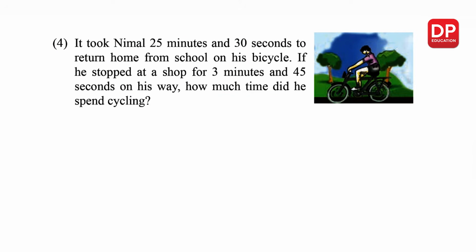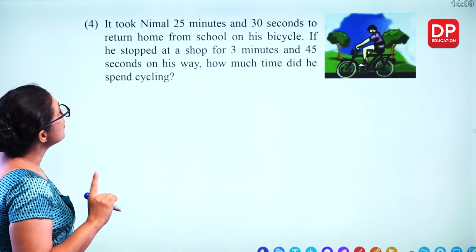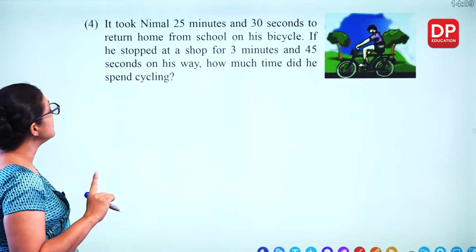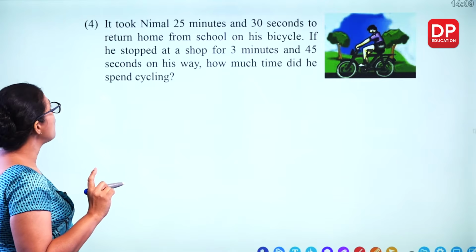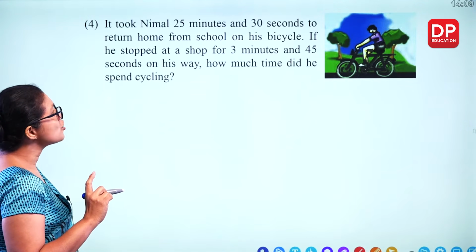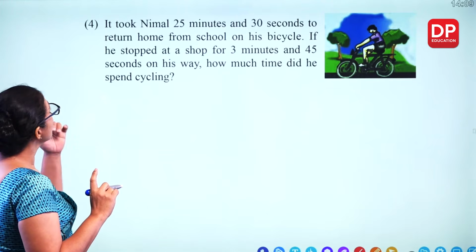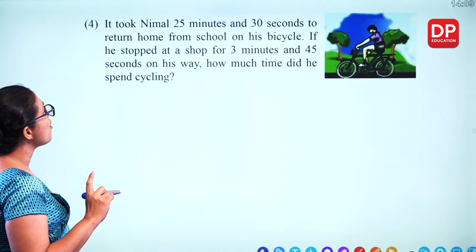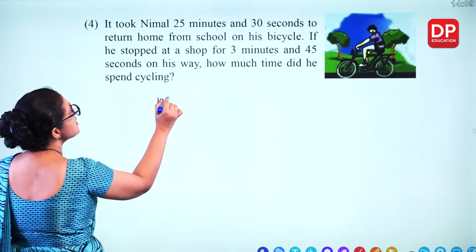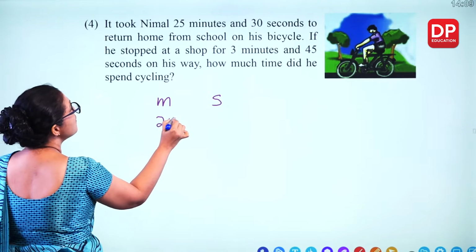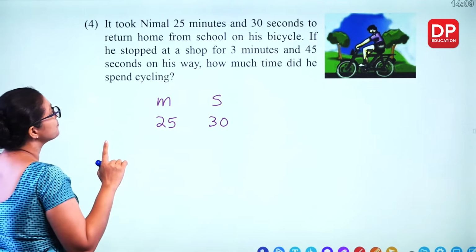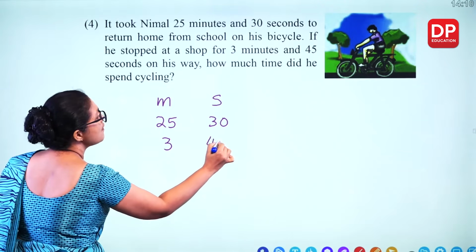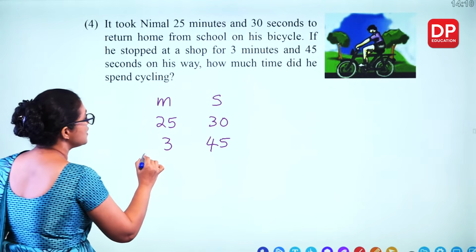Question number 4. It took Nimal 25 minutes and 30 seconds to return home from school on his bicycle. If he stopped at a shop for 3 minutes and 45 seconds on his way, how much time did he spend cycling? So it says 25 minutes and 30 seconds to return home from school. Minutes, seconds. 25 and 30 seconds. If he stopped at a shop for 3 minutes and 45 seconds, what's the time he spent for cycling?